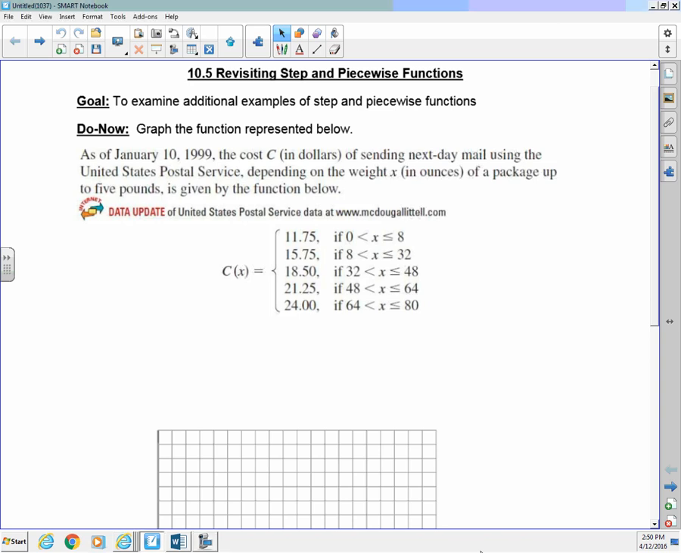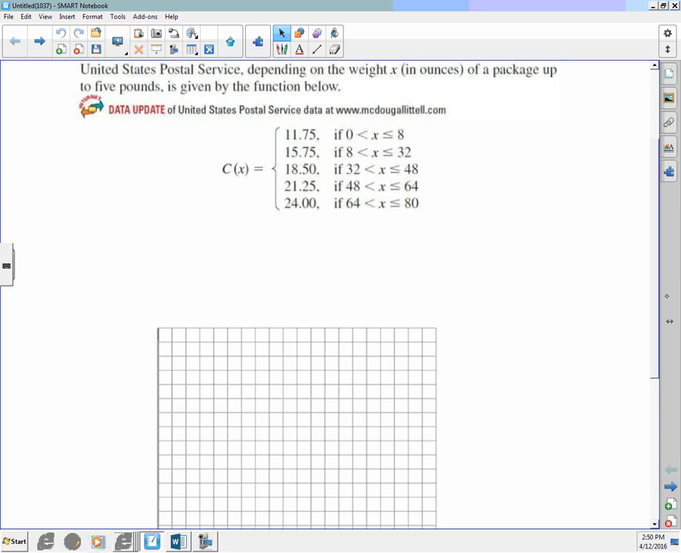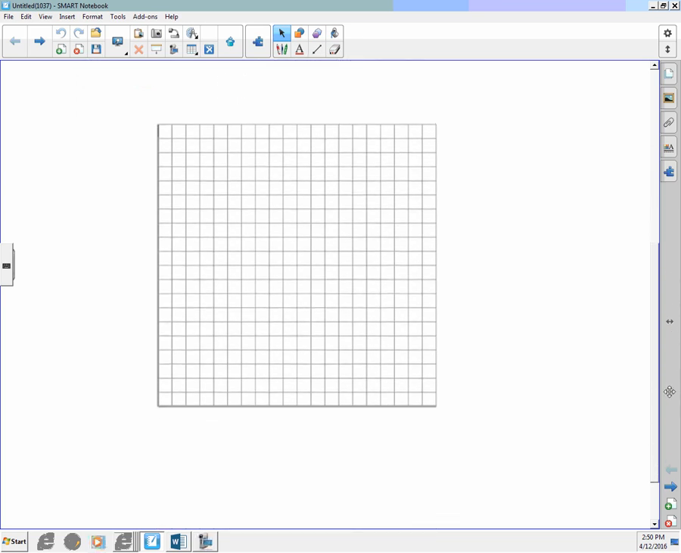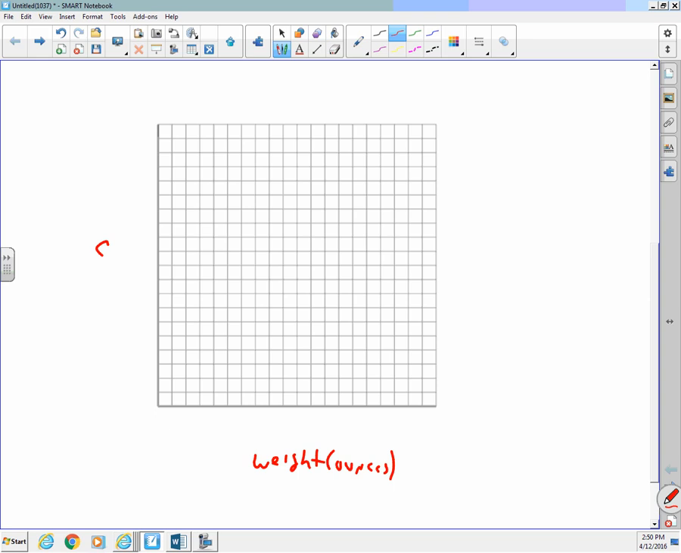So in this lesson, we're going to revisit step and piecewise functions, something that we've seen earlier. They are just what they are described. We have what the Postal Service is charging us for various weights of whatever we're mailing. So our x-axis is our weight in ounces. Our y-axis is our cost.